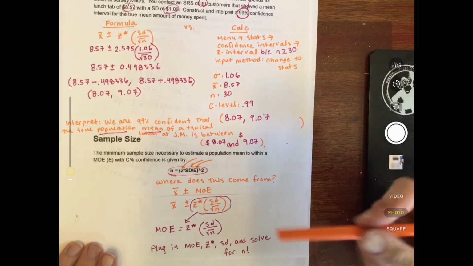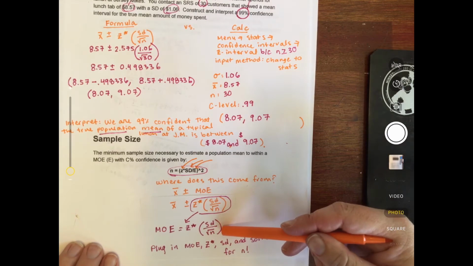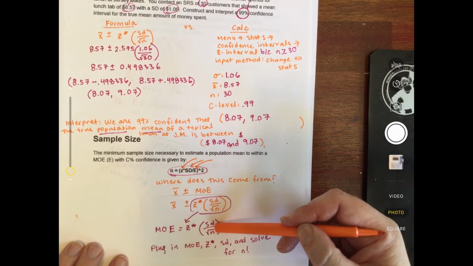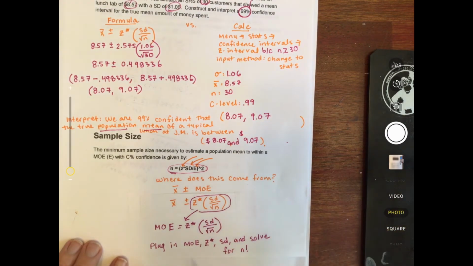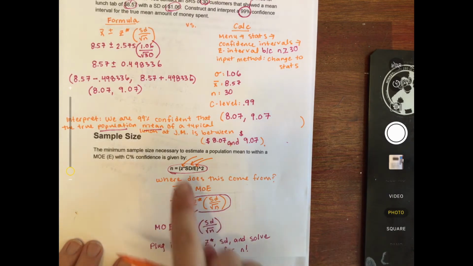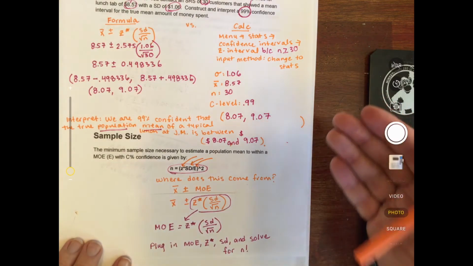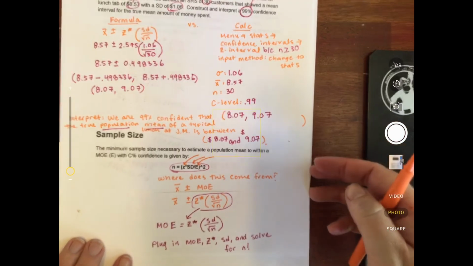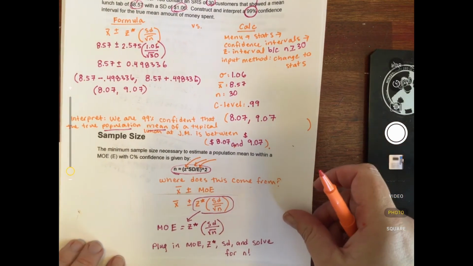I actually usually do this. I just set my error equal to this. I plug in the z critical value, the standard deviation, and I use algebra to solve. So either way, you can use this formula or this formula. They are the same. They are just rearranged equations. Let's do an example.